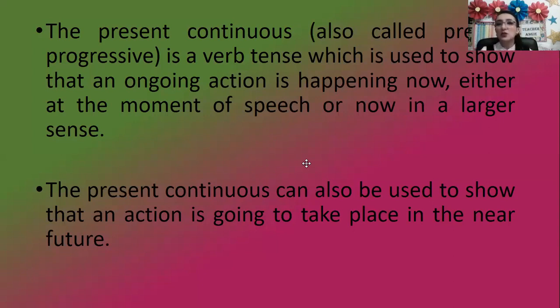We are going to be working with this when we use it to show an ongoing action that is happening now, right now, in this moment, or at the moment of speech, or now in a larger sense, okay? Be careful because this present continuous or present progressive can be used also when we are talking about the future. But as I was telling you, we are going to be talking about future with present in some other classes.